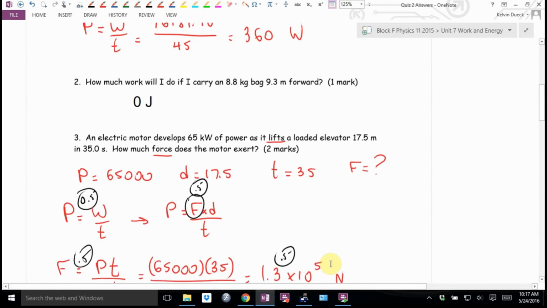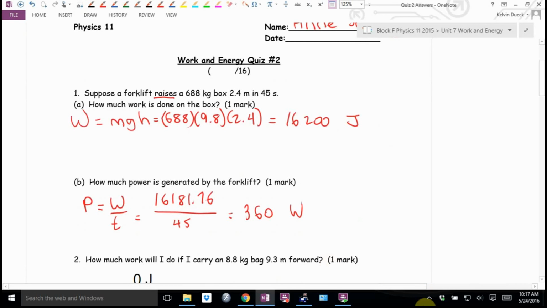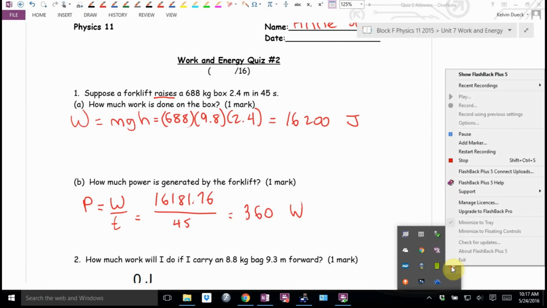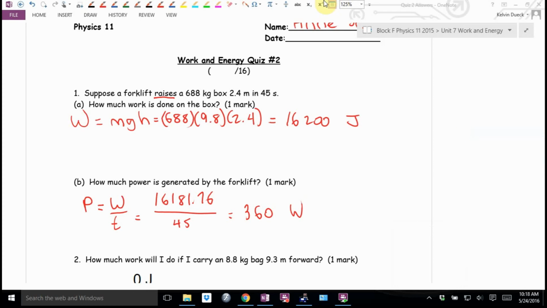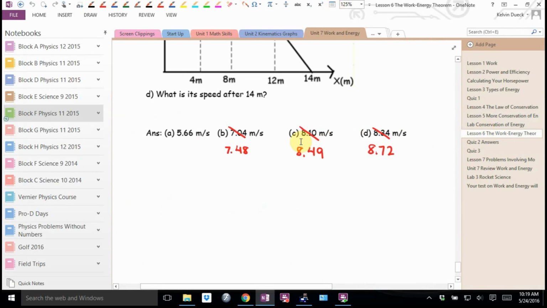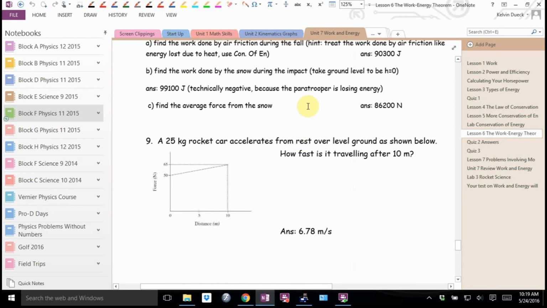Could you give yourself, please, a lovely score out of 16 on take-home quiz number 2? And if you need to lawyer with me, now is the time. Questions from the homework, lesson 6, number 9. This one here, rocket car? Oh, cool, rocket car.